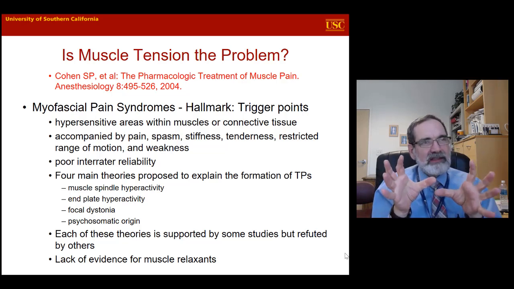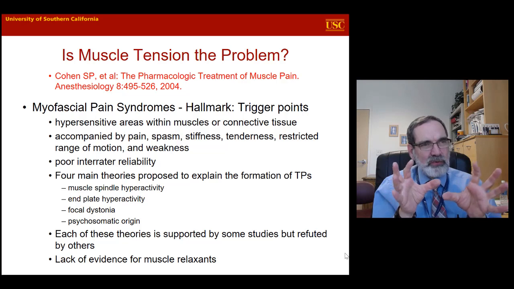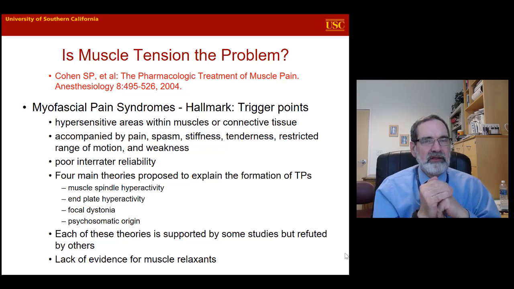The interesting thing is in studies, when we have examiners try to map out trigger points in patients, there's not a whole lot of inter-rater reliability in identifying trigger points.